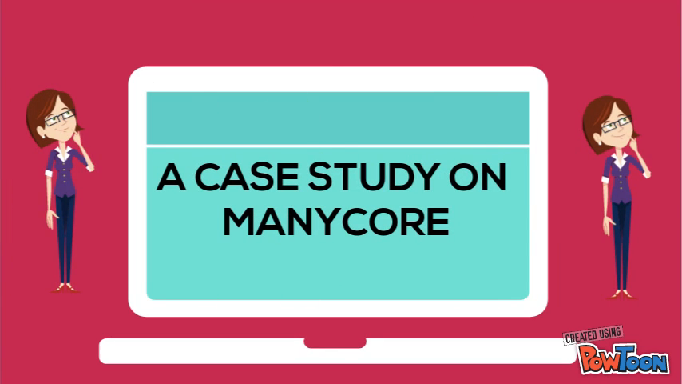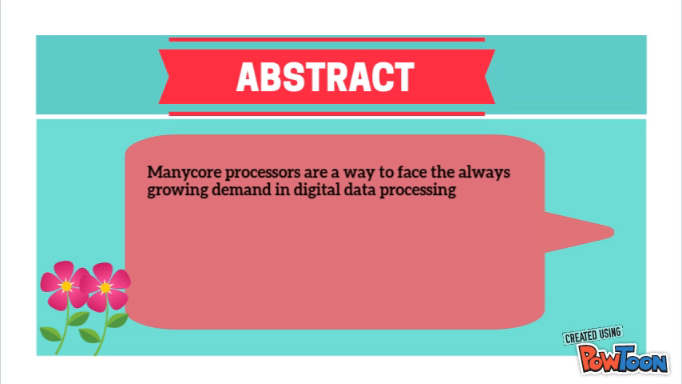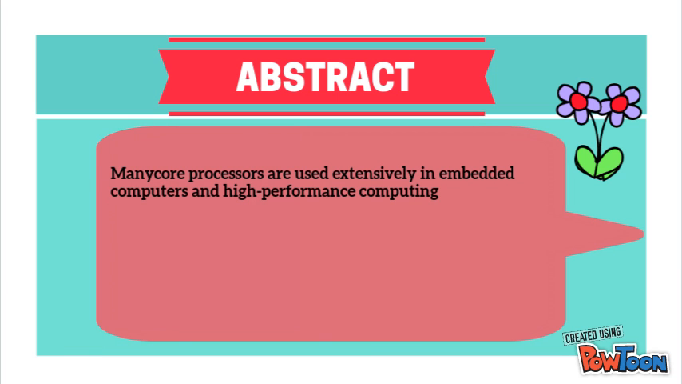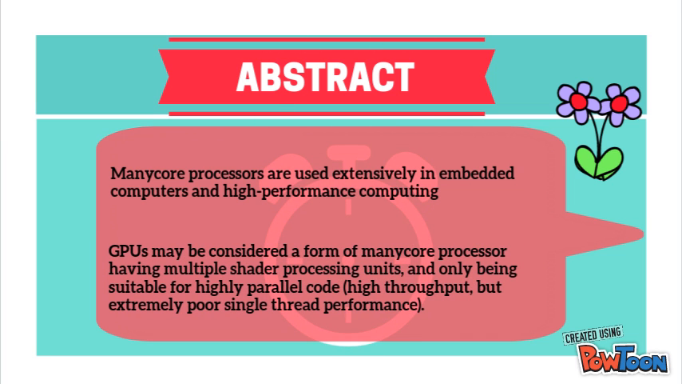A case study on manycore. Abstract: manycore processors are a way to face the always growing demand in digital data processing. Manycore architectures are architectures containing from a few tens to thousands of cores integrated on the same chip. Manycore processors are used extensively in embedded computers and high-performance computing. Then GPUs may be considered a form of manycore processor, having multiple shader processing units, and only being suitable for highly parallel code, high throughput, but extremely poor single-thread performance.